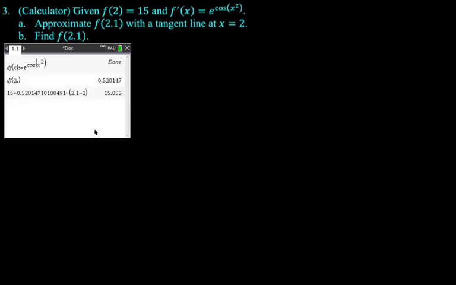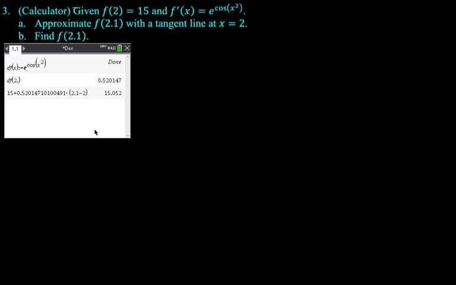So the tangent line, I'm gonna use a calculator for everything. So I've defined the function. I always call derivatives d, whatever the name of the function is. So df of x is e to the cosine of x squared. So df of 2 is 0.520147. The tangent line then is going to be rearranged. So 15 plus the slope times the quantity x minus 2. So I plugged in and I got 15.052.